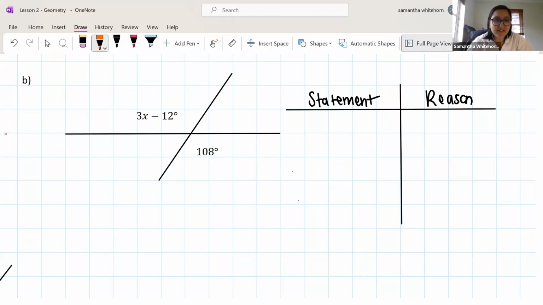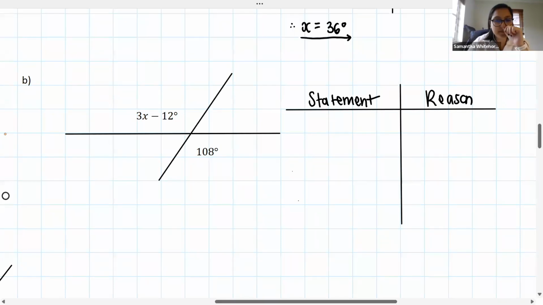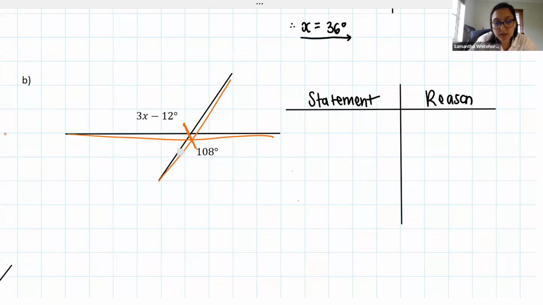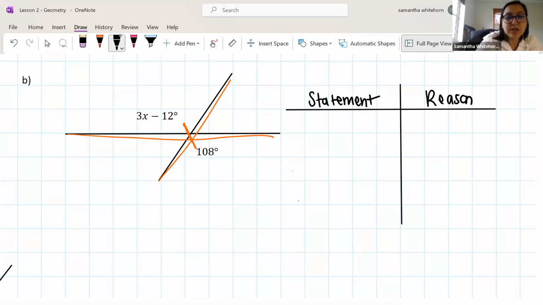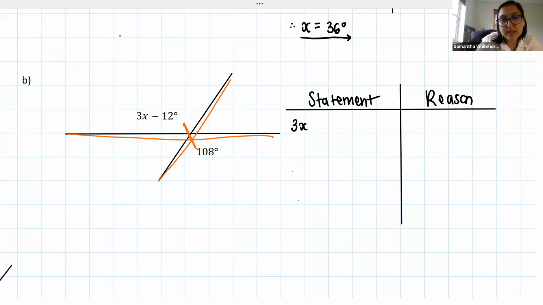Ma'am, the reason that we can use here is vertically opposite angles. Nice, excellent. Okay, so guys, exactly. We see that there's this cross shape. We see that these two angles are vertically opposite to each other, and so we know that they must be equal. Because I know all of this, I can set up my equation. So now I know that 3x minus 12 degrees must be equal to 108 degrees. And exactly as Wanda said there, vertically opposite angles are equal.